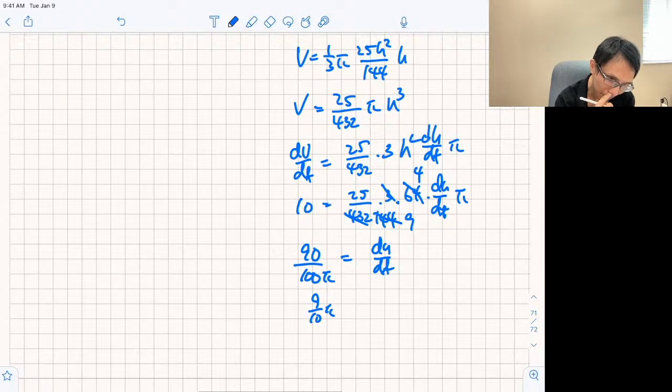It's 10 feet per second. The derivative of the volume with respect to time is 10 per second. Yeah. So we're going to take care of the unit now. dh/dt, so this one should be feet per what? Per second or per minute? I think it's per minute.